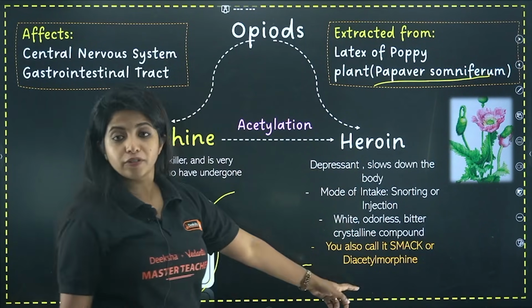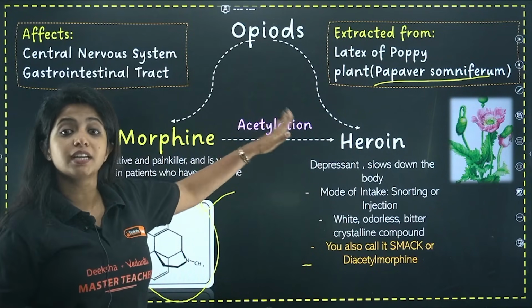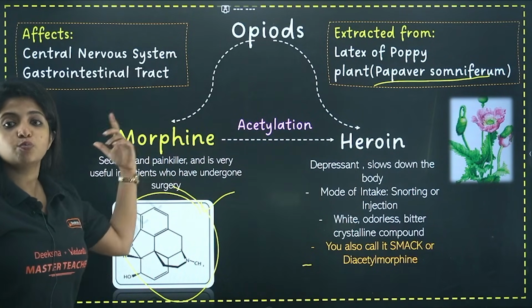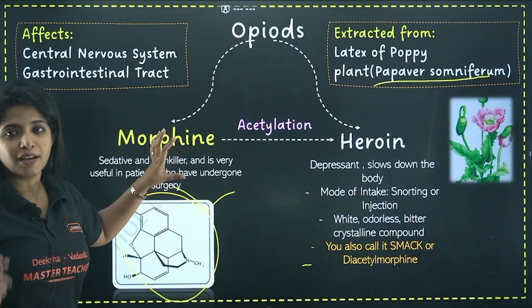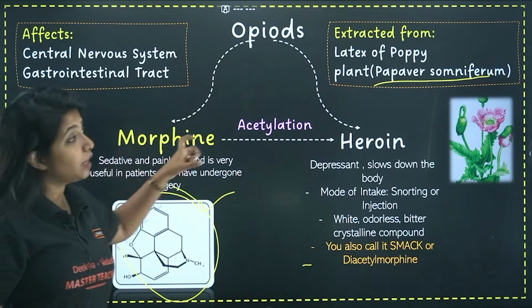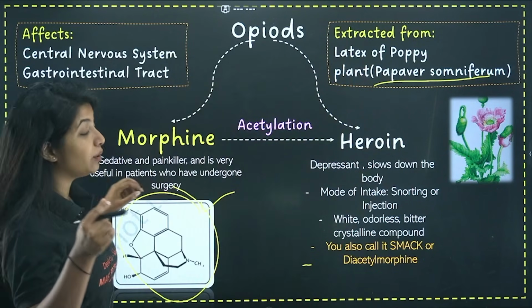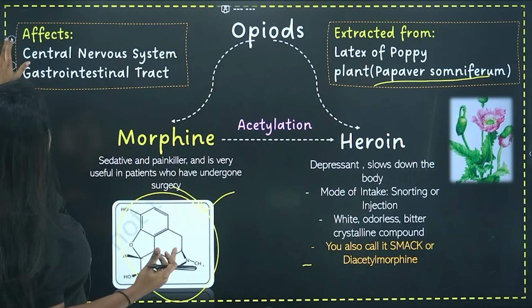And what is the other name for heroin apart from smack? It is diacetyl morphine, because you get heroin after acetylation of morphine, which is a drug that doctors give after a surgery. It is morphine because it is a sedative and a painkiller. Please know all these small details. Where do you get this from? Opioid from the latex, from the liquid of opium poppy.